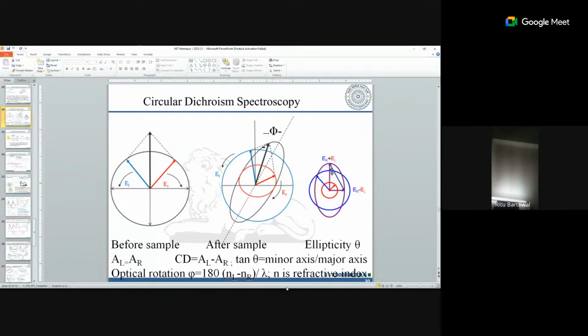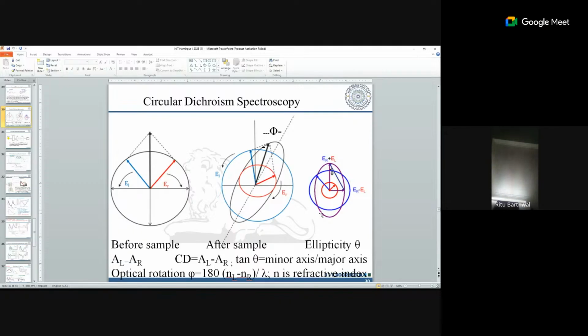But now, let the light pass through a sample, let's say a DNA or a protein sample or any molecule which is asymmetric. All your amino acids, by the way, are asymmetric except glycine. So if you let it pass through an asymmetric system, what happens is AL and AR have some definite value. It is non-zero after it has passed through a sample.